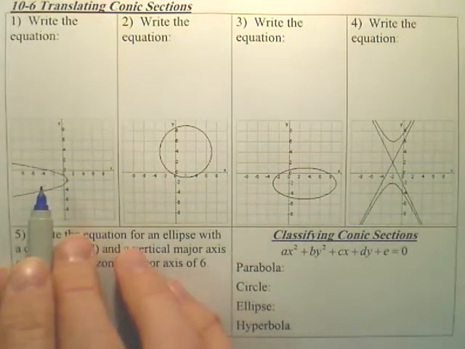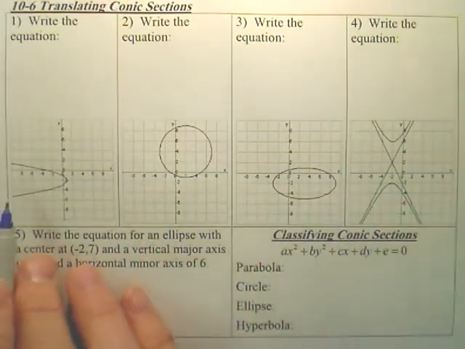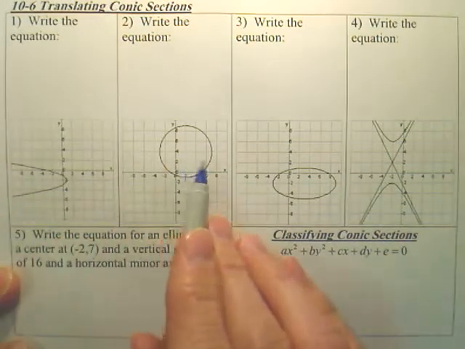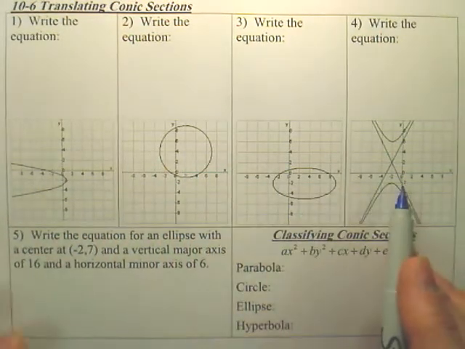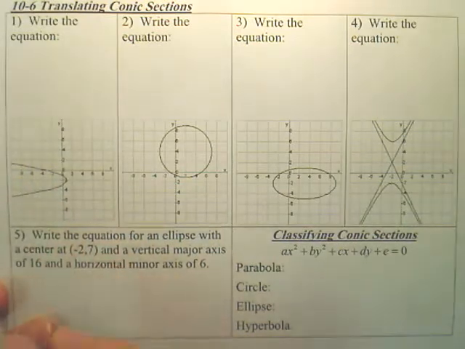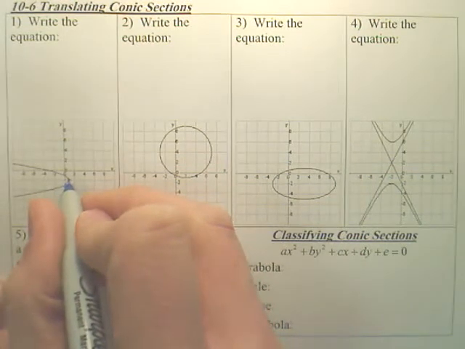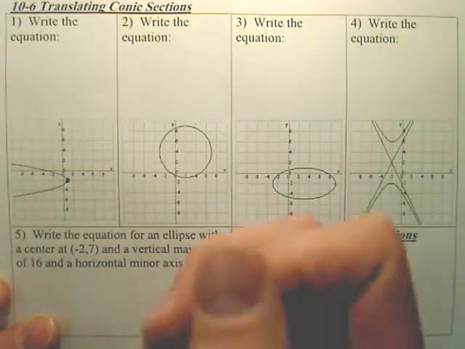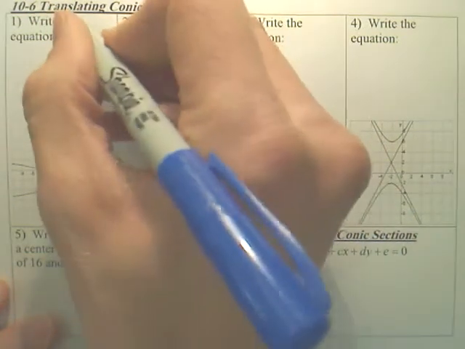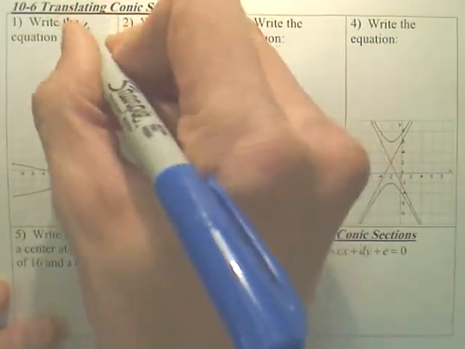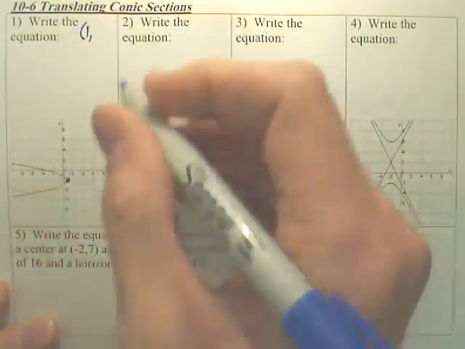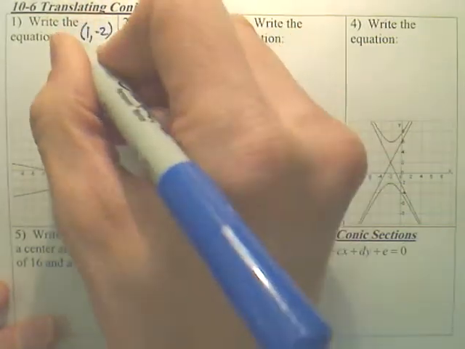Alright, we're going to find the equation for these four graphs. You can tell this is a parabola, a circle, an ellipse, and a hyperbola. So to get the equations of them, you have to go back and think about the equations and find the vertices and stuff like that to help you out. For instance, this one has a vertex, as you can tell, at 1, negative 2. That's my vertex.